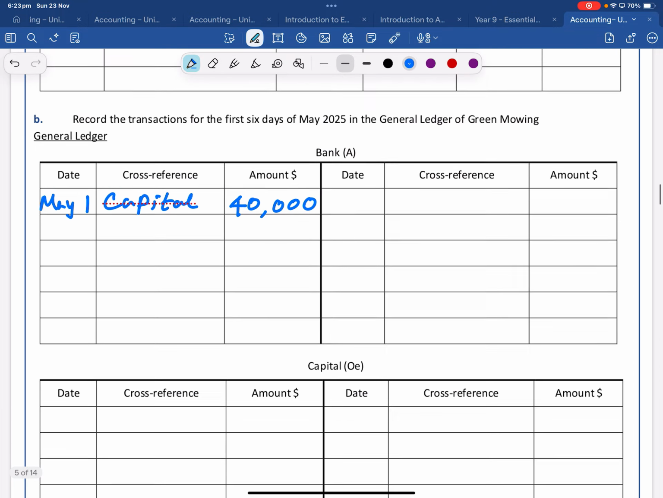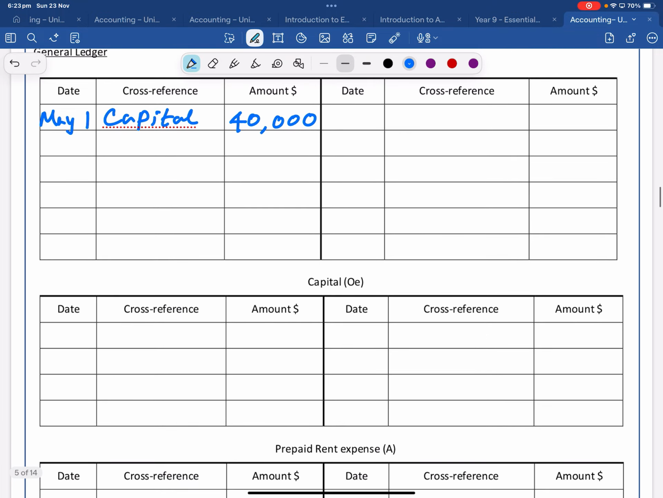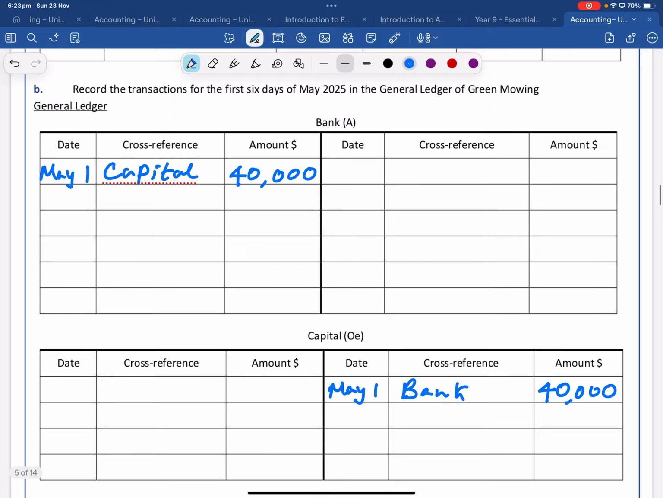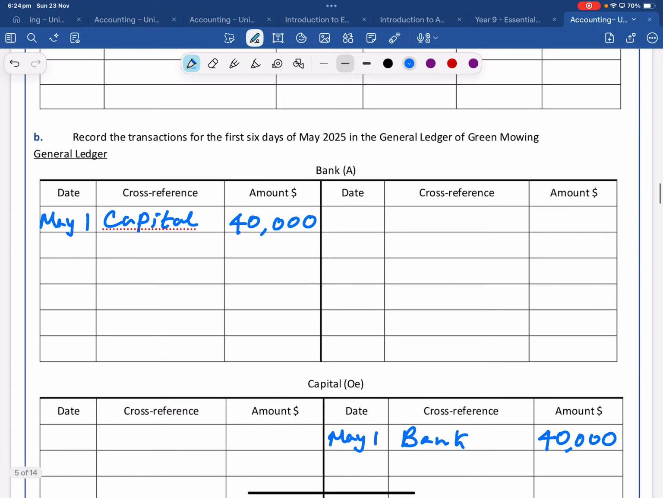Now we'll go to the capital account. What do we do, guys? May 1st. The amount is how much? 40,000. Make sure you record it on the credit side, on the right hand side. And then the cross reference. Good.